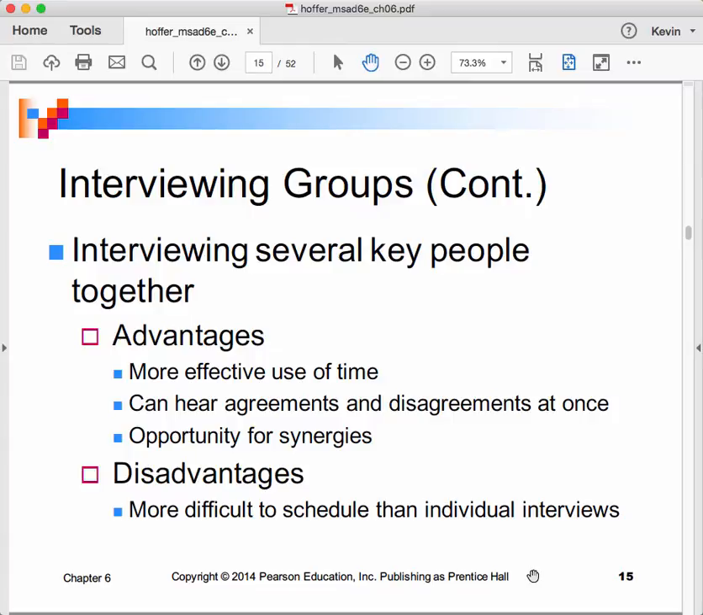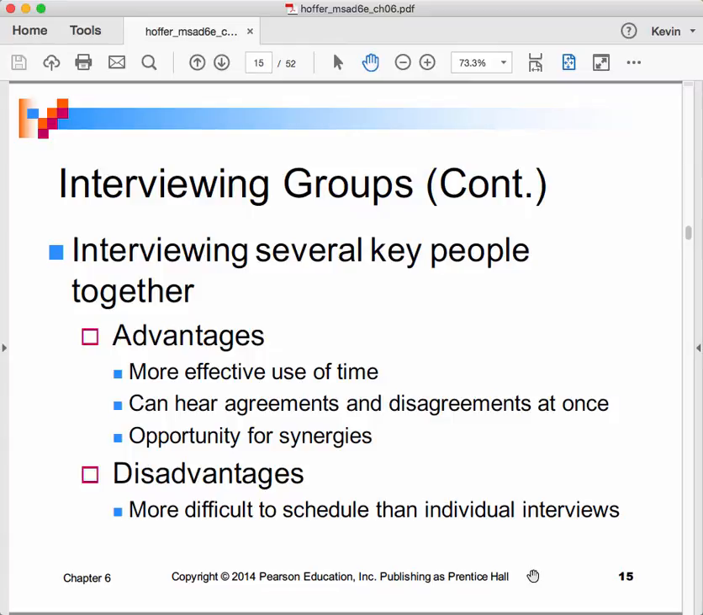What if we wanted to interview several key people together? What are the advantages? Well, it's a more effective use of time, yours and theirs. You can hear the agreements and the disagreements at once. And you do get some kind of opportunity for synergies. What one person says will kick off some kind of idea in another person that they wouldn't have had otherwise.